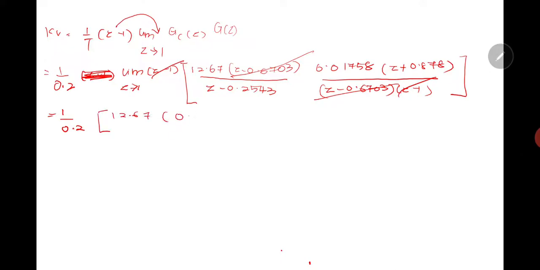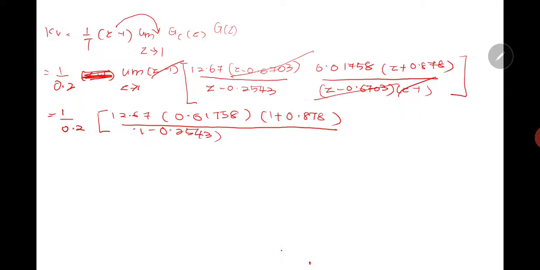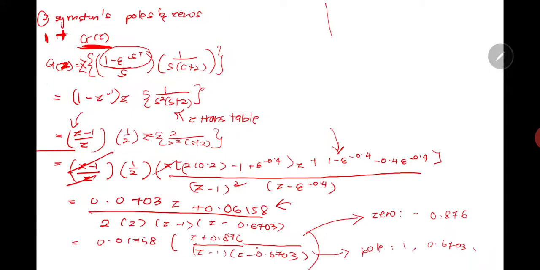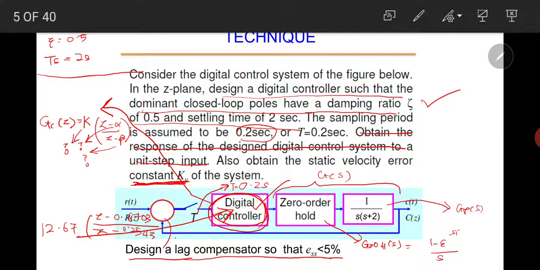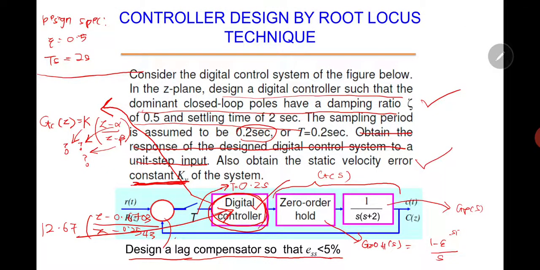Once you have cancelled out all these things, you can simply substitute Z equals 1, and then just solve this. If you do this correctly, you should get KV equals 2.878. So we have also done the second part of the question. We already obtained KV.